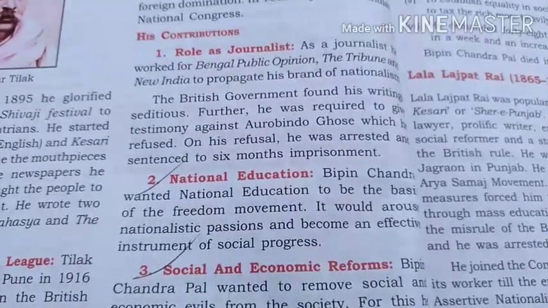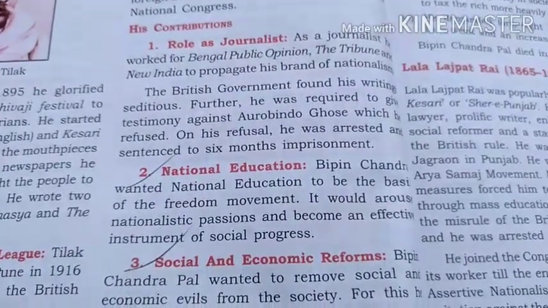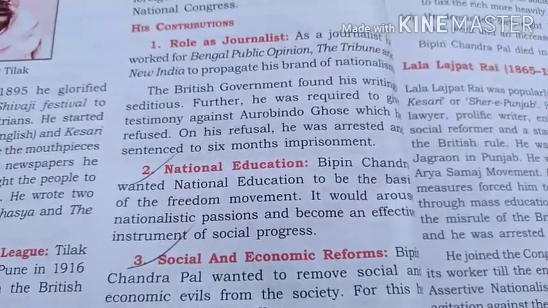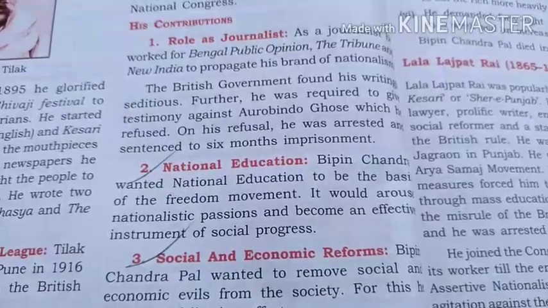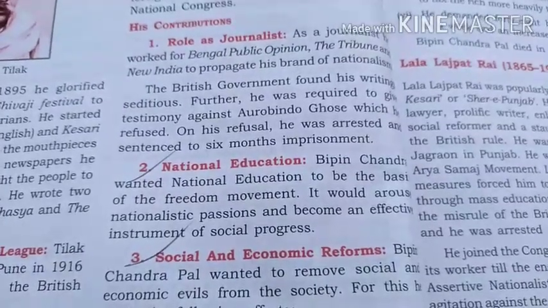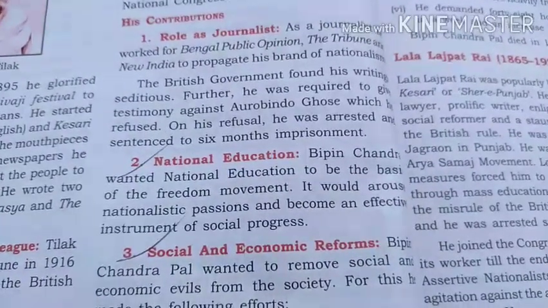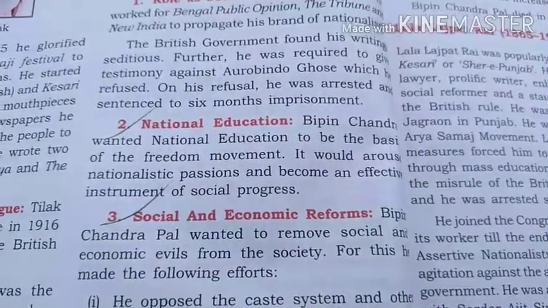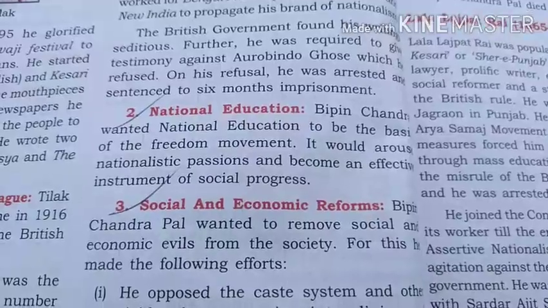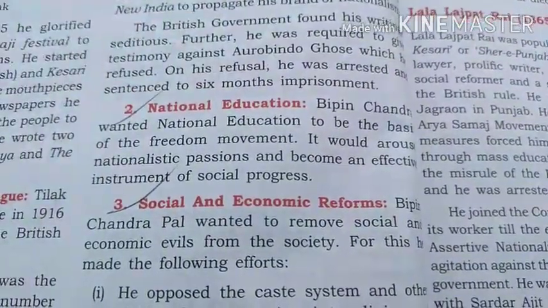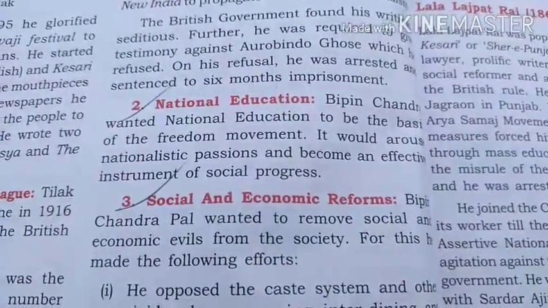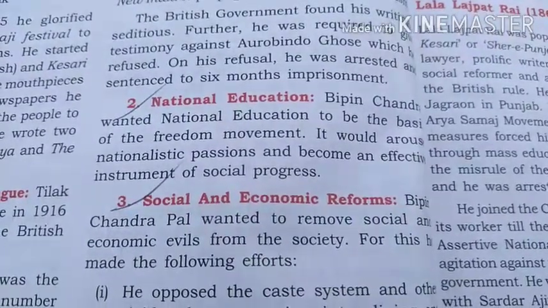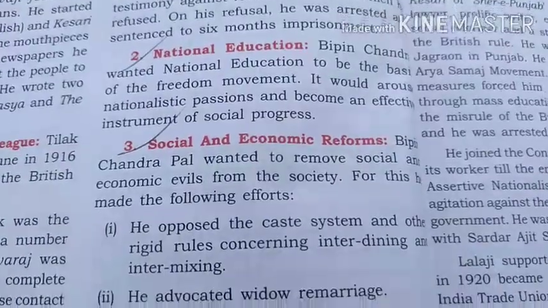Next one, number two, national education. Bipin Chandra wanted national education to be the basis of the freedom movement. It would arouse nationalistic passion and become an effective instrument of social progress. Number three, social and economic reform. Bipin Chandra Pal wanted to remove social and economic evils from society. For this, he made the following efforts.